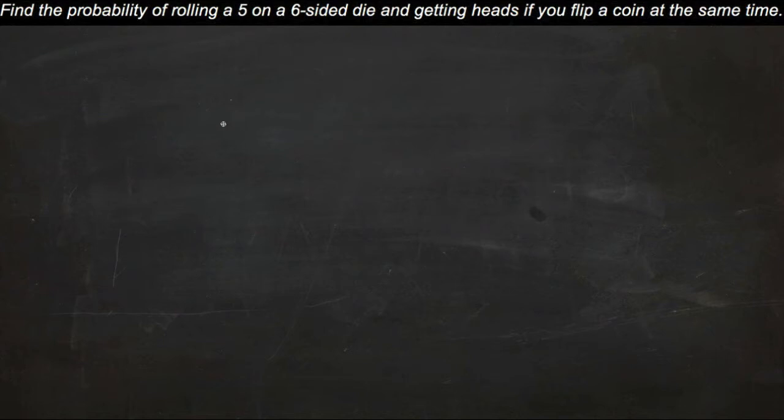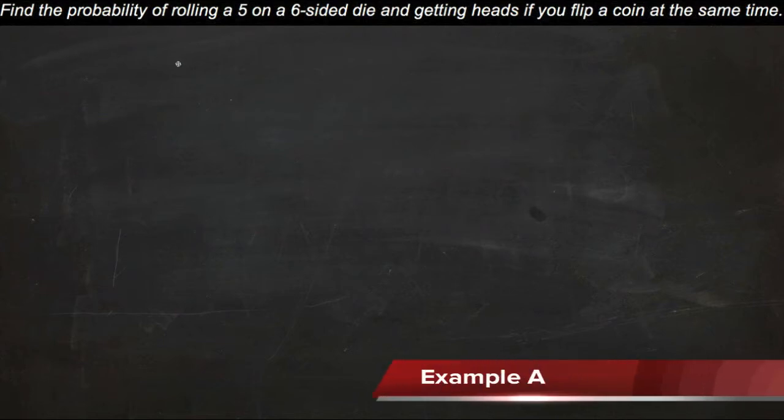Let's take a look at some independent events here. The question says, find the probability of rolling a 5 on a 6-sided die and getting heads if you flip a coin at the same time. Now these two events are independent.